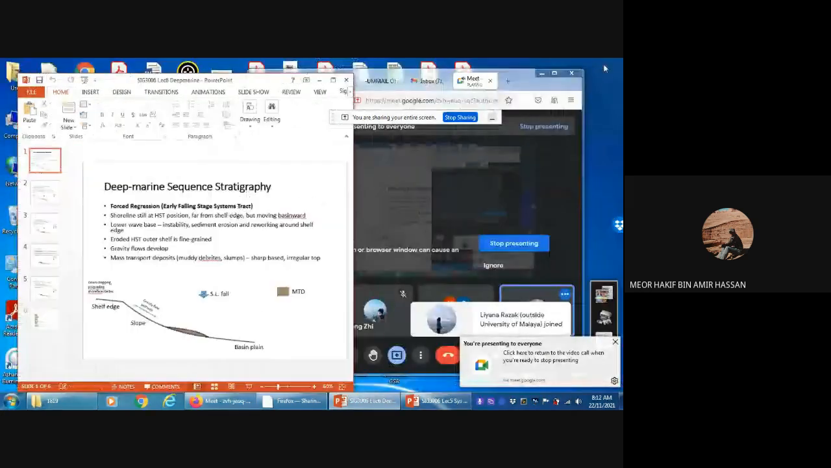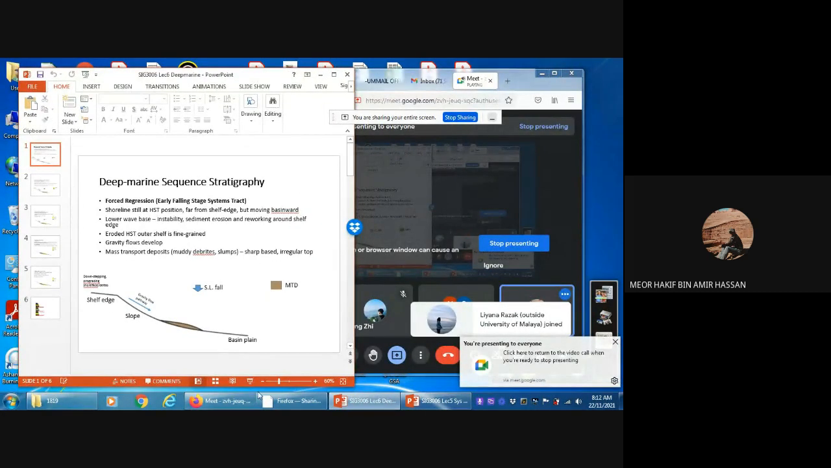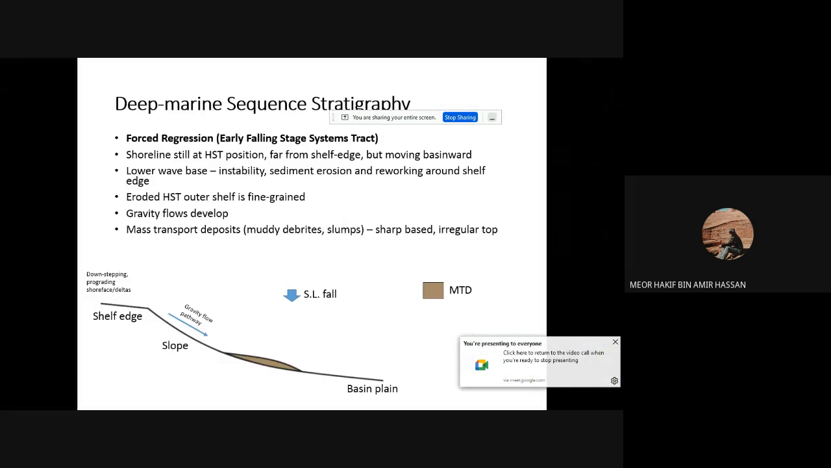Okay, so that was the recap. Now let's continue and look at deep marine sequence stratigraphy. Everybody can see this slide? Nampak ya?